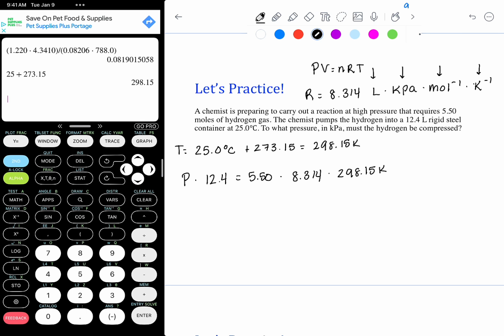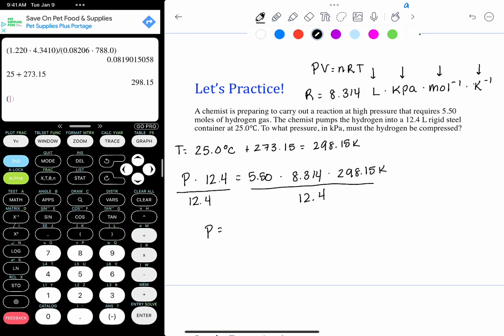to make sure that everything is in the proper units and that they're plugged in correctly into our equation. If you plugged them in correctly and they have the correct units, then the units will cancel. So now we're going to solve for pressure. So I'm going to divide both sides by 12.4 in order to isolate pressure.